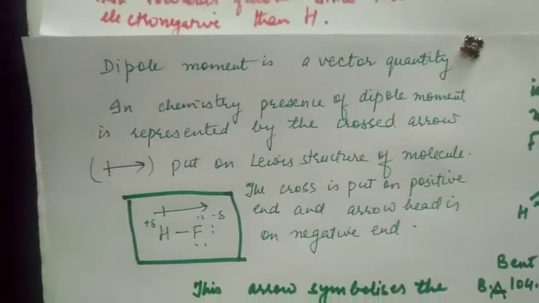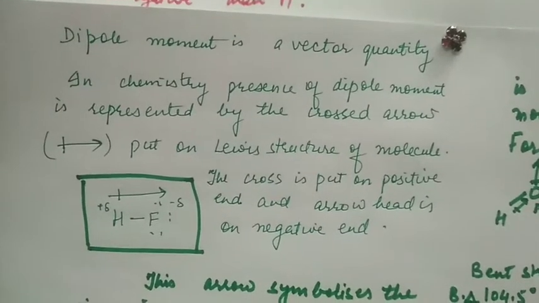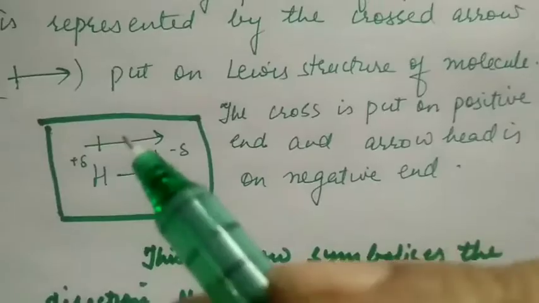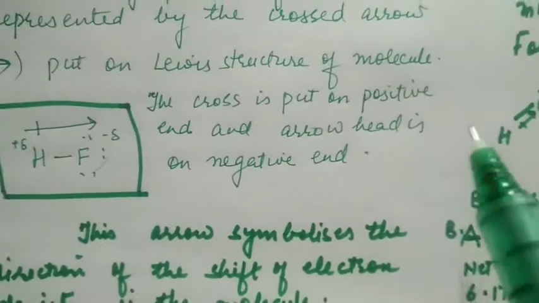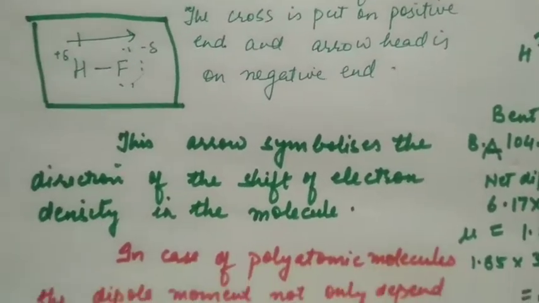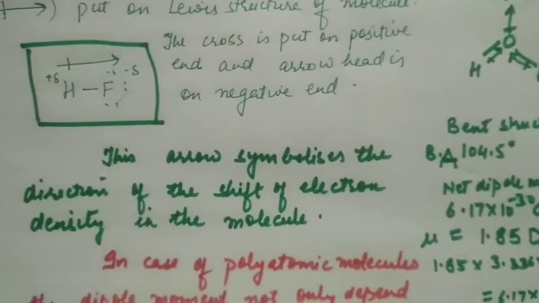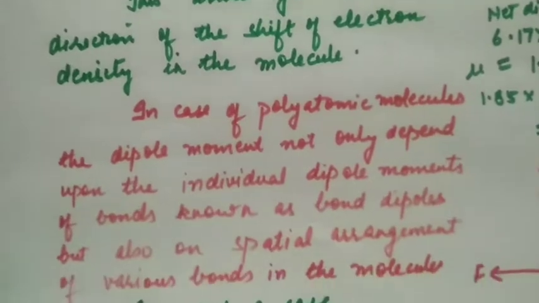In chemistry, the presence of dipole moment is represented by a crossed arrow. The cross is put on the positive end and the arrowhead is put on the negative end. This arrow symbolizes the direction of the shift of electron density in the molecule.